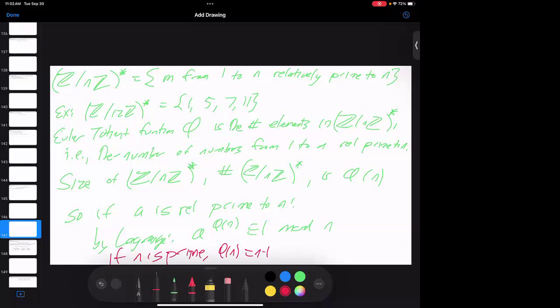So this is a really nice result. If we look at the clock group under multiplication, if we look at the elements that are relatively prime to n, these are the ones that have a chance of having an inverse. It turns out it's a group. We use the Euclidean algorithm to do this. And you give me any number that's relatively prime to n, then if I raise it to the phi of n, I get 1 mod n. If n is prime, we know what phi of n is. It's just n minus 1. Because if n is prime, then everything from 1 to n minus 1 is going to be relatively prime.